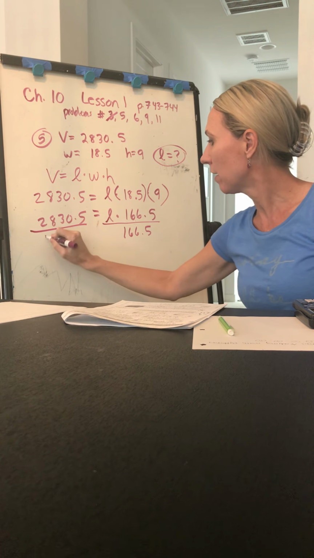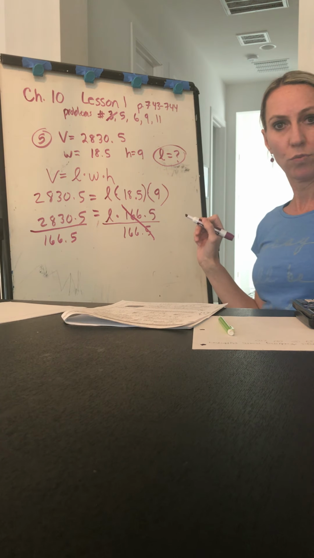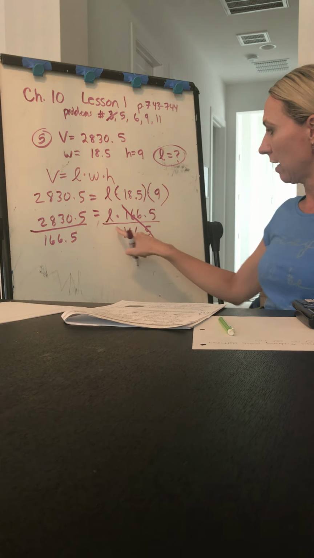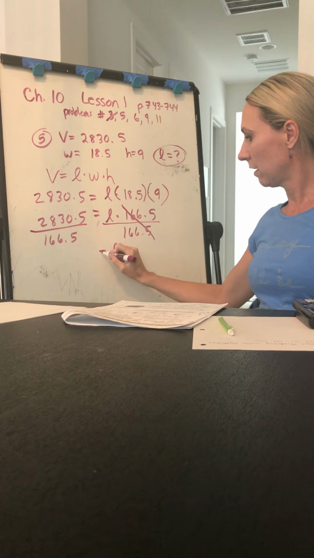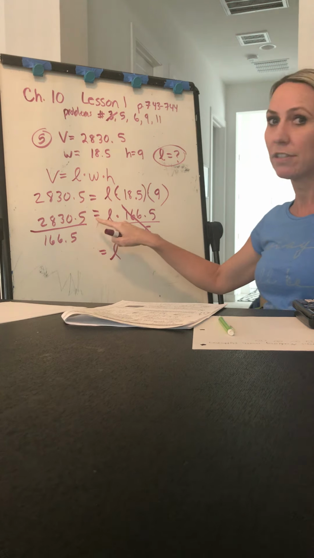So I'm going to divide this by 166.5. That cancels because it's just 1. Anything divided by itself is 1. So I'm left with the L, and then I'm going to put this in my calculator. How do you put a fraction bar in your calculator? It's just the division sign.